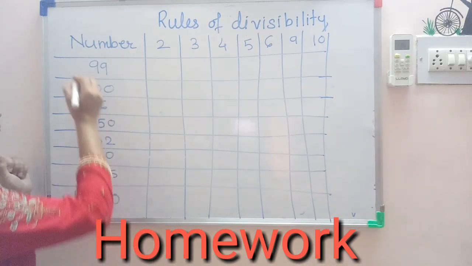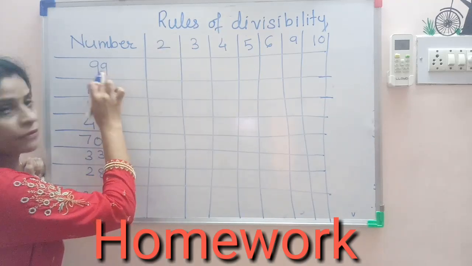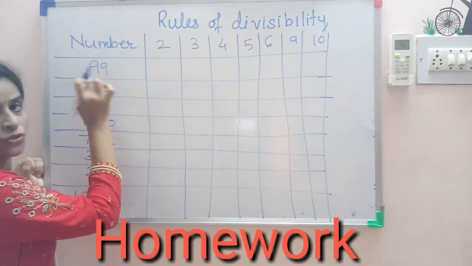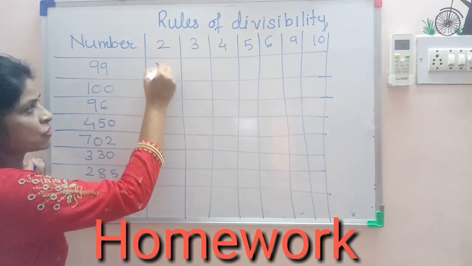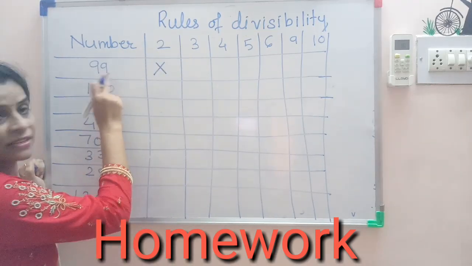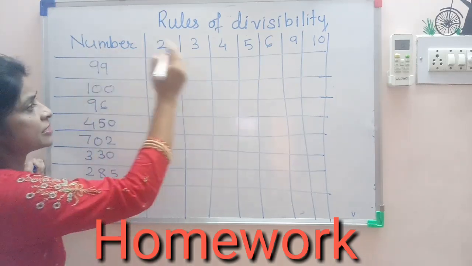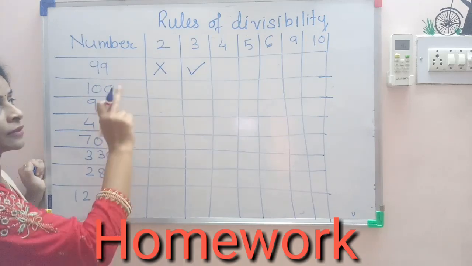Now here, first of all, the number is 99. Whether it is divisible by 2, we know the last digit should be even. Here it is odd, so it is not divisible by 2. Next, by 3: 9 plus 9 is 18. 18 is divisible by 3. So 99 is divisible by 3.